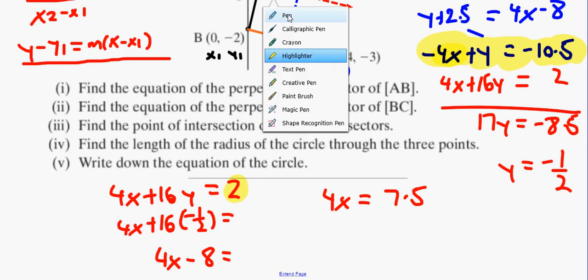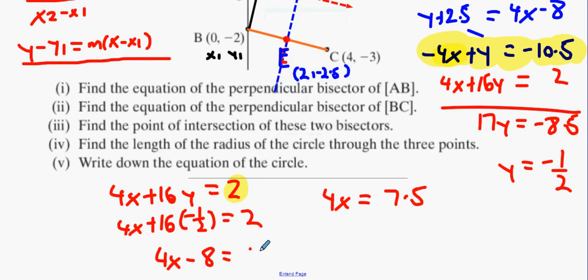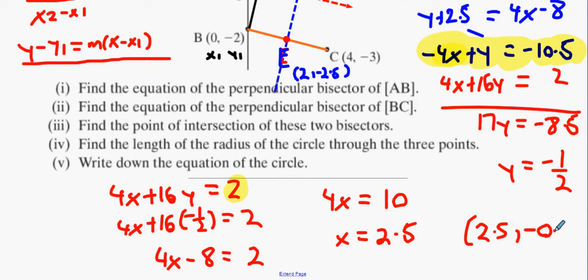So 2 and 2. Bring over the 8 over the other side and we get 4x equals, anybody? 10. And then x equals 2.5. Thanks very much. So that is 2.5 and minus 0.5. We cool with that?